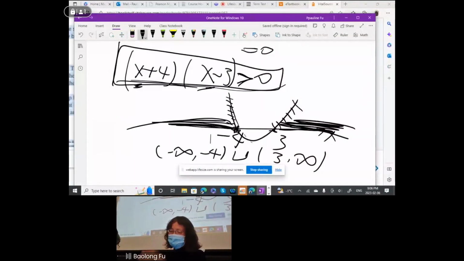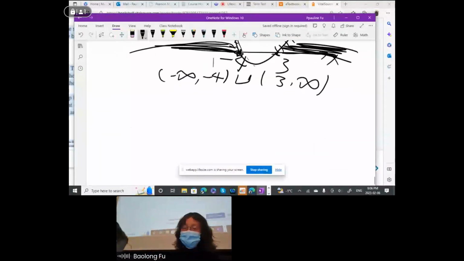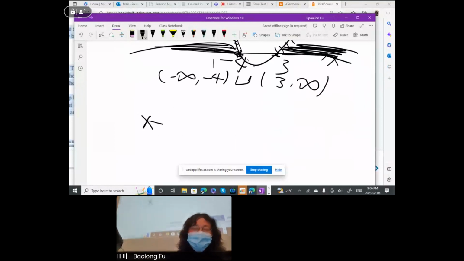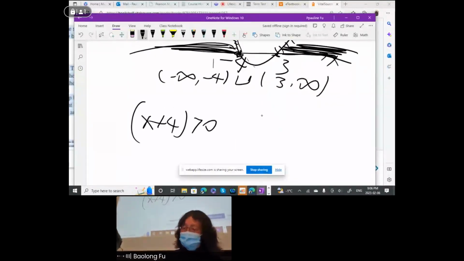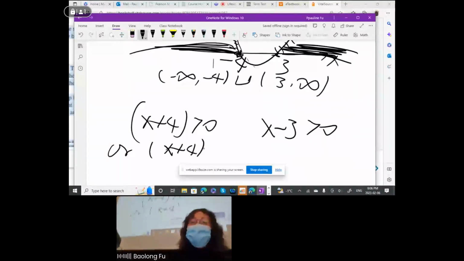And your way is completely correct. You say, okay, 2 items greater than 0, this greater than 0 and this greater than 0, or both smaller than 0.